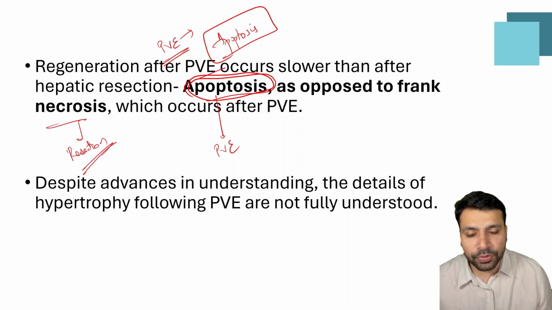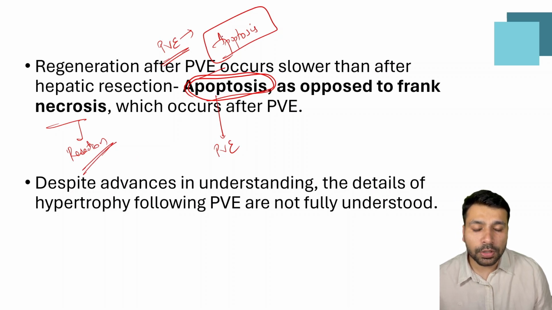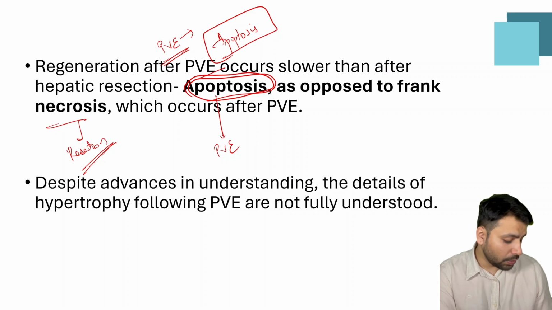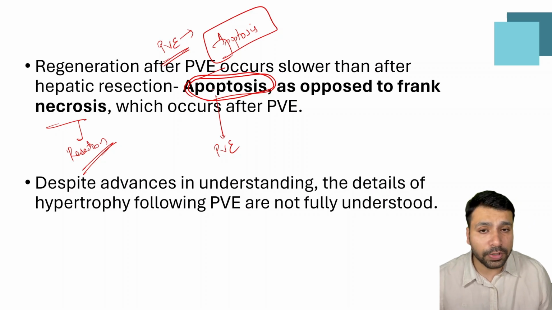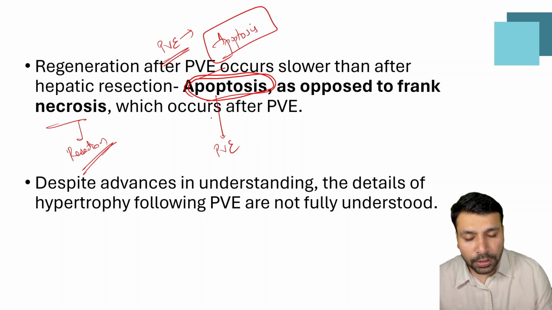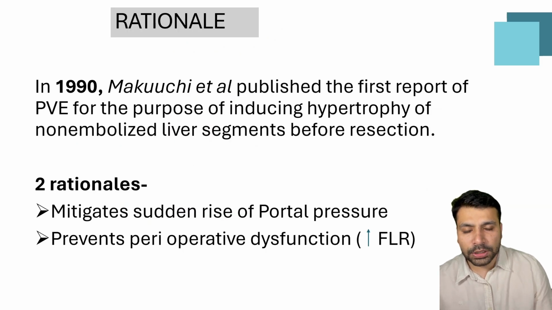So apoptosis of the tissues is caused. That's why the regeneration is slower than if you undergo a resection. Now this resection is helpful when we discussed ALPS, because resection is a part of ALPS, not portal vein embolization.